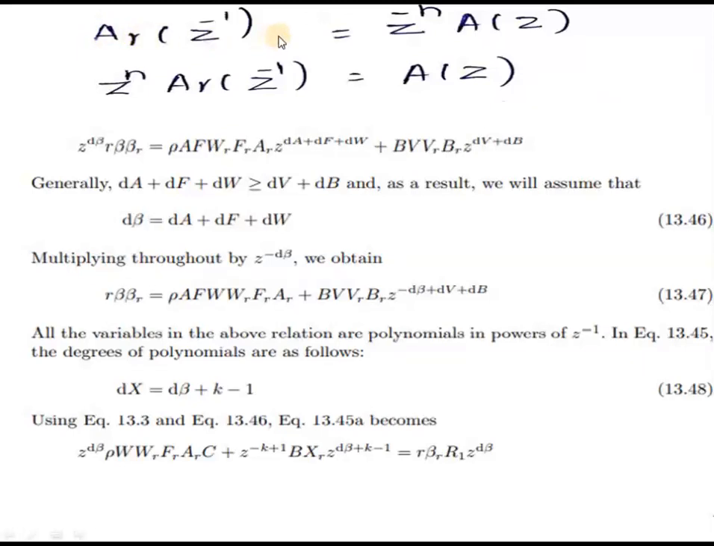That is A R of z inverse equals z raised to minus n into A of z. This property should be fulfilled by polynomial A, where n indicates that the polynomial A is symmetrical about z raised to minus n. Now from this we take z raised to minus n to the left hand side and modify this equation. By using the spectral factorization property we get this polynomial. Then let's see how we get this polynomial.